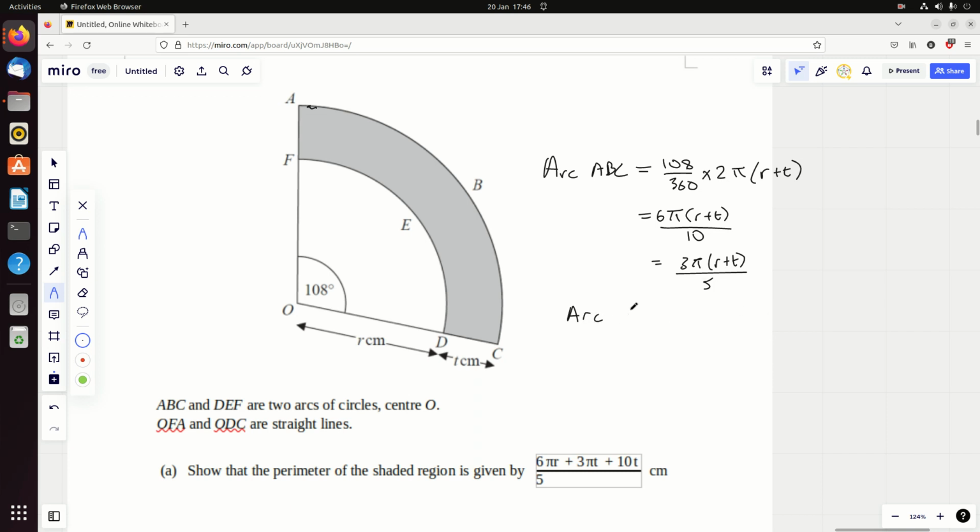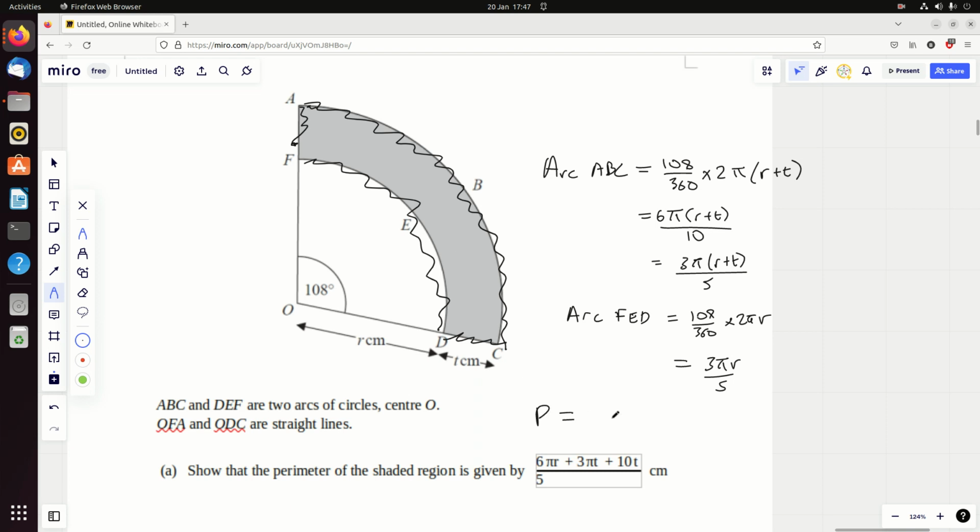Okay, arc length FED. So I've worked out that one. Now I'm going to work out this one, because then I can just add a t and a t. Arc FED is 108 over 360 again, times 2 pi r this time, just 2 pi r on its own. So that's going to be 3 pi r over 5. And now we've just got two t's here and here. And so the perimeter is going to be equal to 2t plus 3 pi (r plus t) over 5 plus 3 pi r over 5.